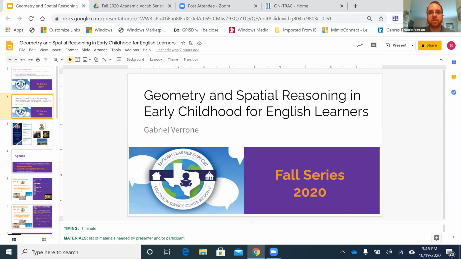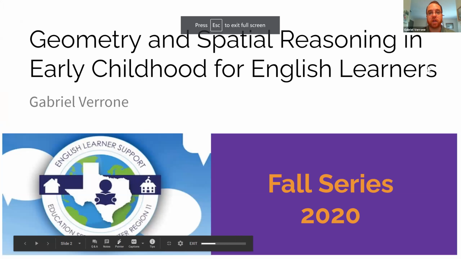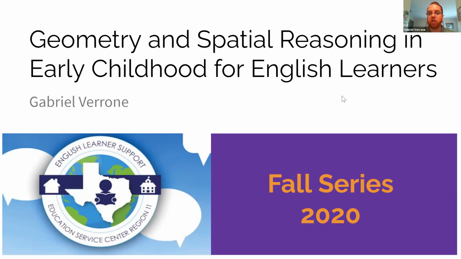This session is entitled Geometry and Spatial Reasoning in Early Childhood for English Learners. The strategies that we're going to talk about today are good for all kids, right? But they are going to very specifically target our English learners.